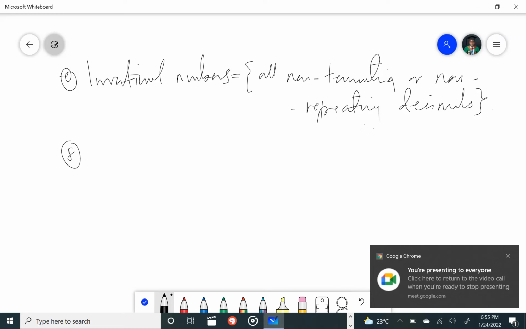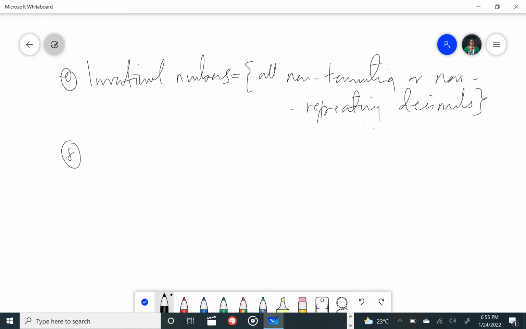Then even numbers. So even numbers, we will know that these are numbers in which 2 can go in without leaving a remainder, isn't it? So same definition. So even number is basically 2n, where n can be an integer, or n is an element of integer, so it can be anything.